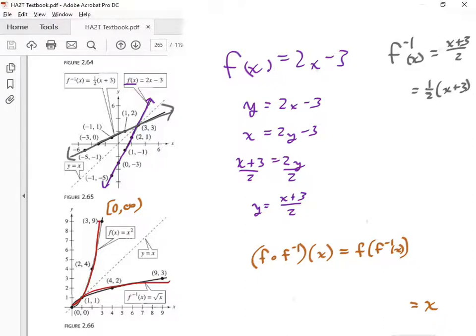So look, this is what it looks like. Let's take this function right here. We have 2 times something minus 3. What's that something? It is x plus 3 over 2, or you can write 1/2 times x plus 3. What is 2 times this? The 2's cancel out, right? And then I get x plus 3 minus 3, and what happens to those 3's? It equals x. Boom! That means they're inverse functions.